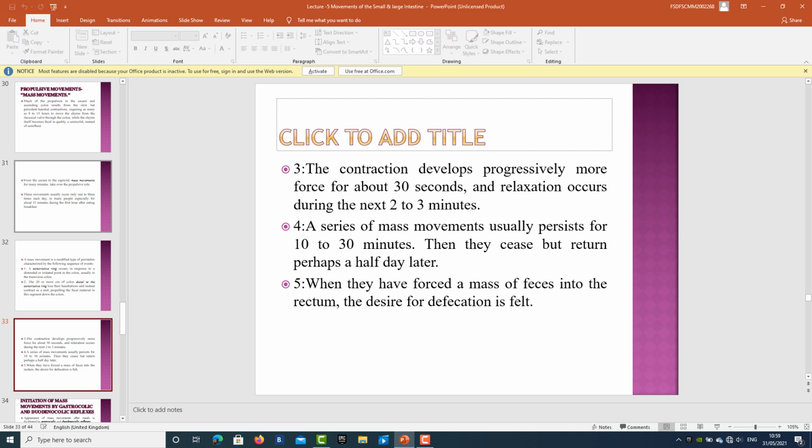The contraction develops progressively more force for about 30 seconds and relaxation occurs during the next 2 to 3 minutes. A series of mass movements usually persists for 10 to 30 minutes. Then they cease but return perhaps a half day later. When they have forced a mass of feces into the rectum, the desire for defecation is felt.